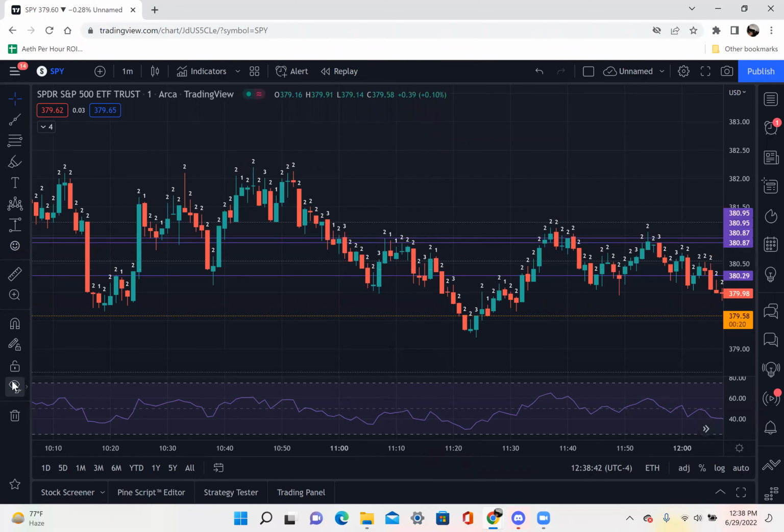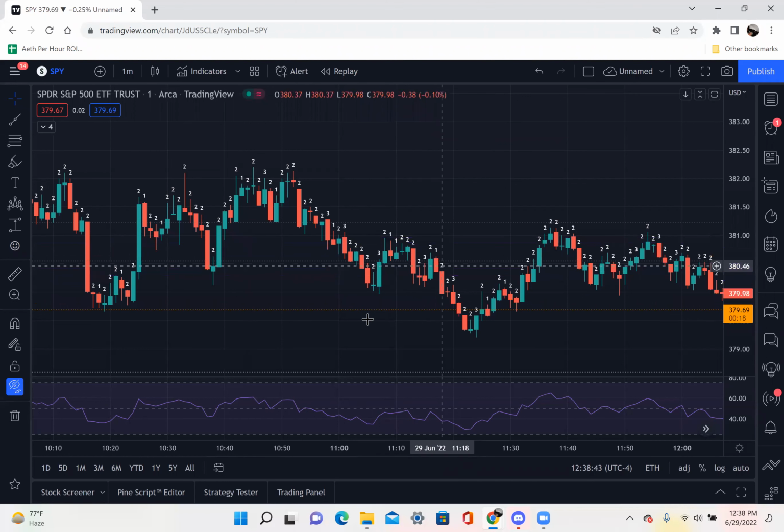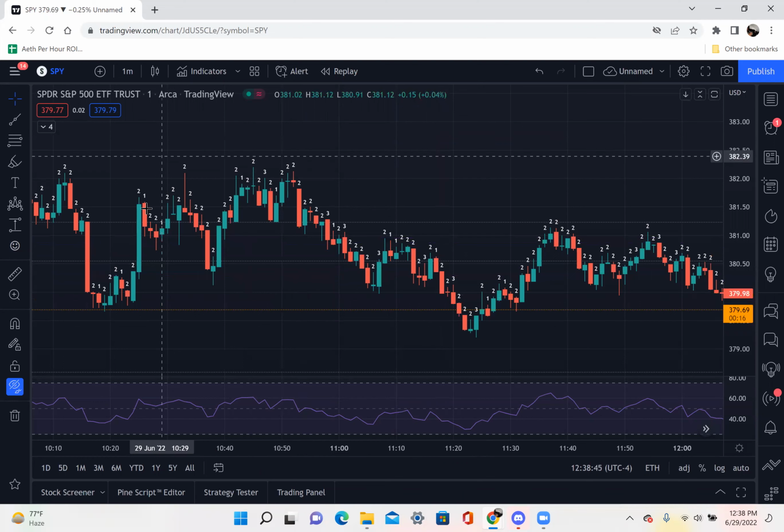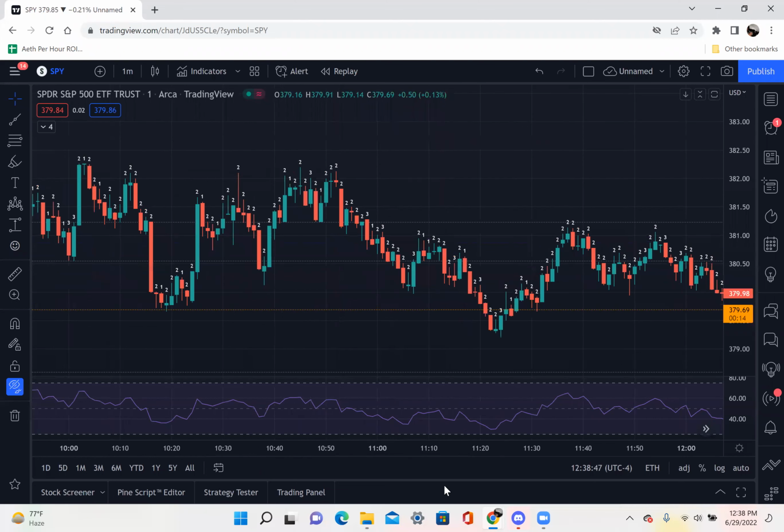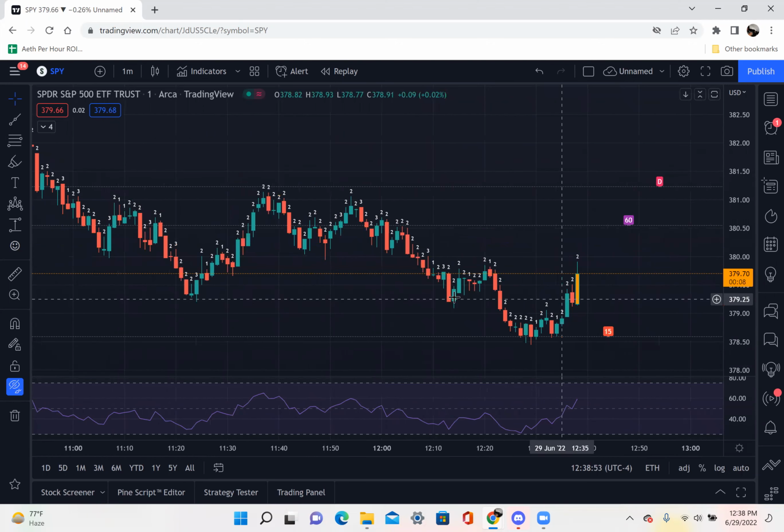But I'm going to go ahead and clear all that out because I don't want to confuse y'all with support and resistance. It's going to take me forever to try to find a continuation. So I'm going to just do what I know to find that continuation.